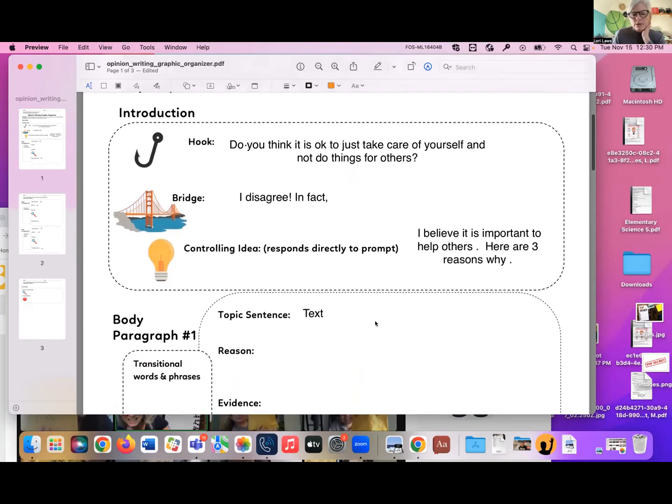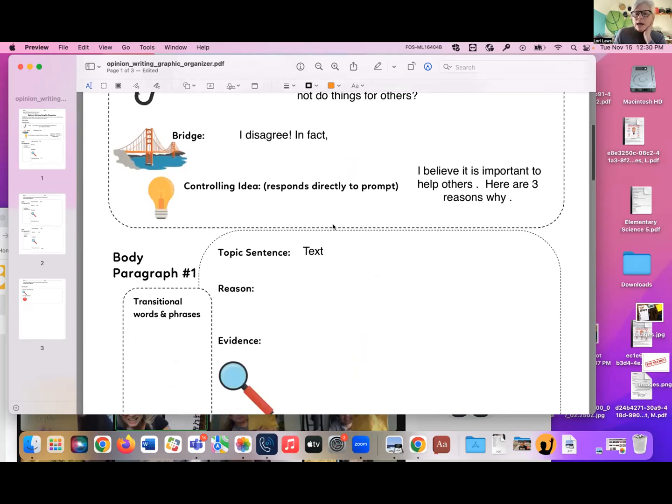Now, what I don't like about this graphic organizer is it doesn't tell you to list your 3 reasons here, but I want you to. So I want you to take a text box and I want you to put your 3 reasons right on the page, and you can just number them. 1, people need help. I don't know what your 3 reasons are. I'm just making them up. Need help.